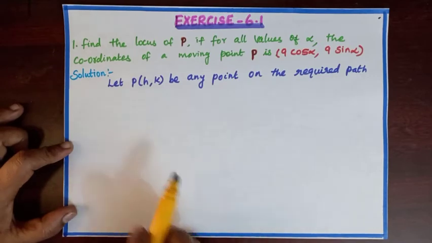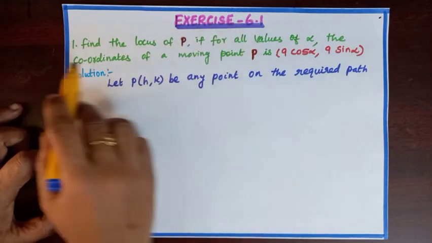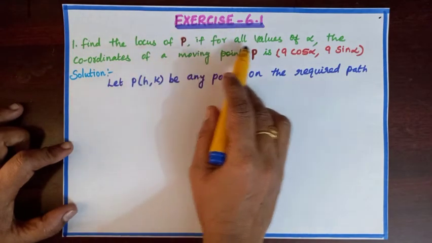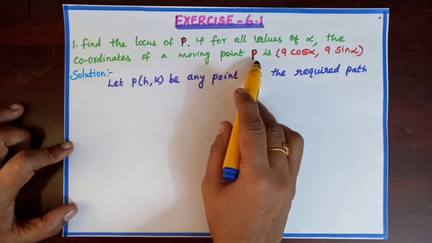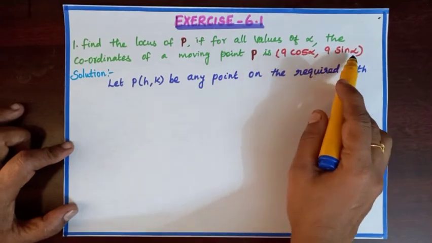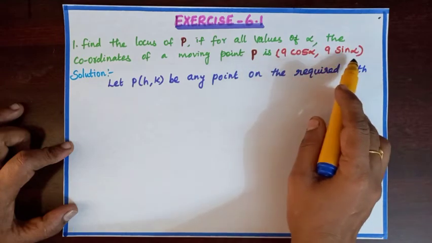In this session, we are going to work out the problems in exercise 6.1. Question number 1. Find the locus of P if for all values of alpha, the coordinates of a moving point P are 9 cos alpha, 9 sin alpha. The coordinates are 9 cos alpha, 9 sin alpha.